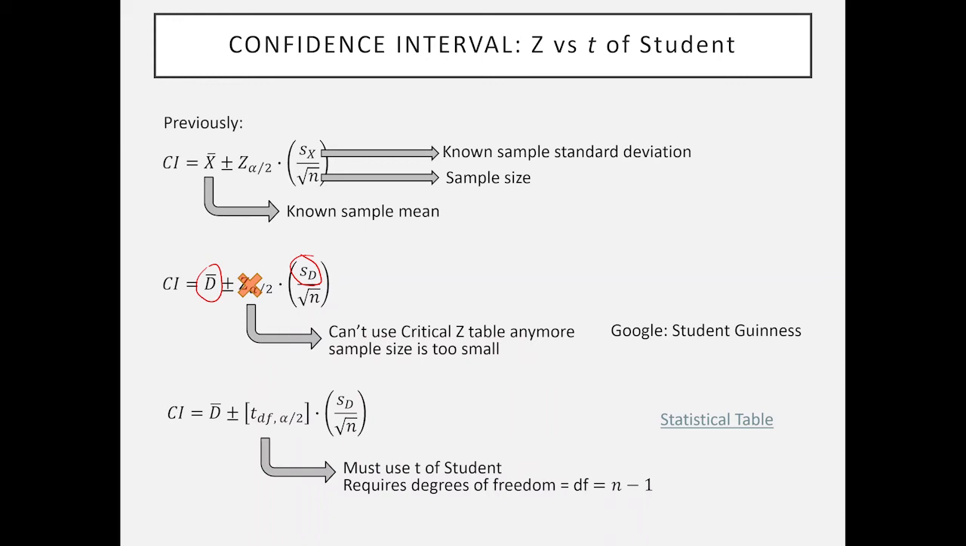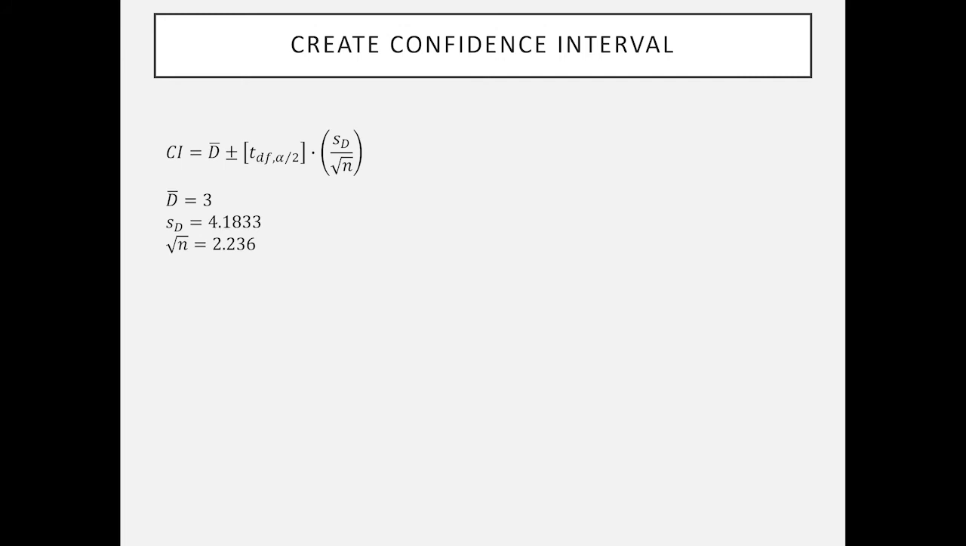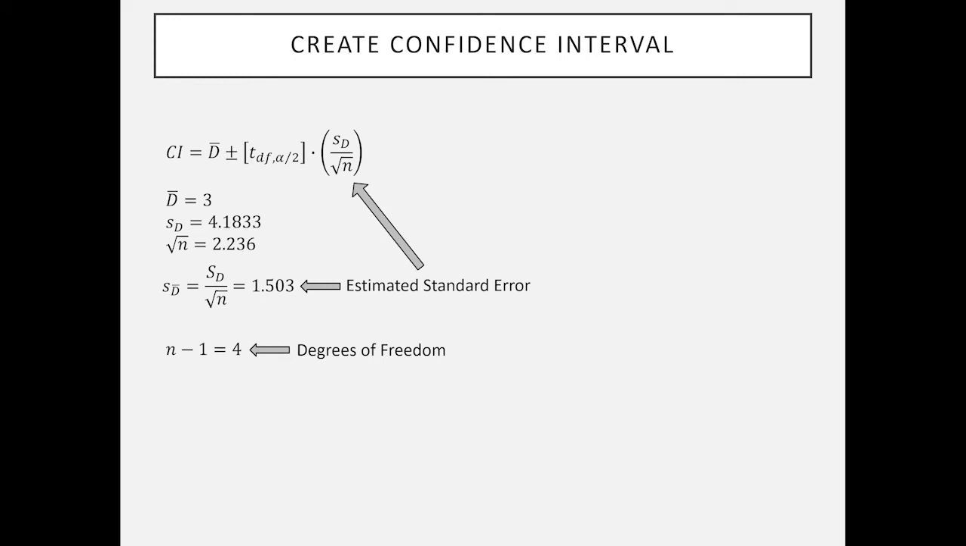We'll do that next. Here I've repeated the confidence interval with the t of Student. We've got the average d bar, the sample standard deviation, and the estimated standard error. The estimated standard error is 1.503, and we can see it put in here. In this case, for the t of Student, degrees of freedom are defined as n minus 1, so the degrees of freedom for this case are 4.